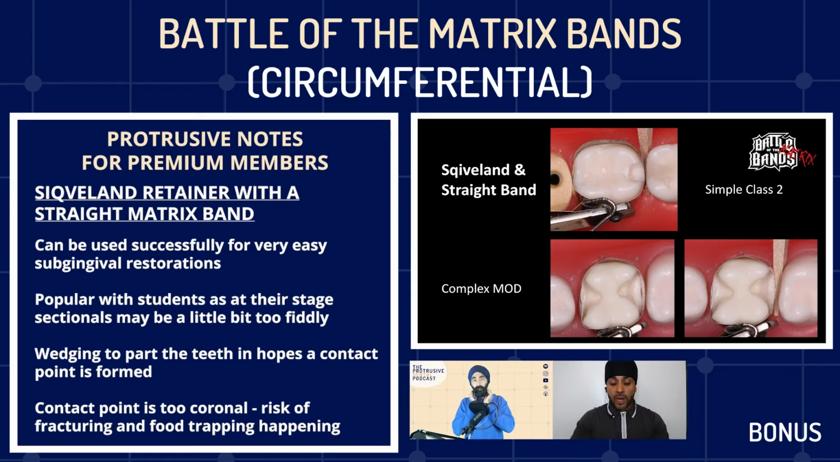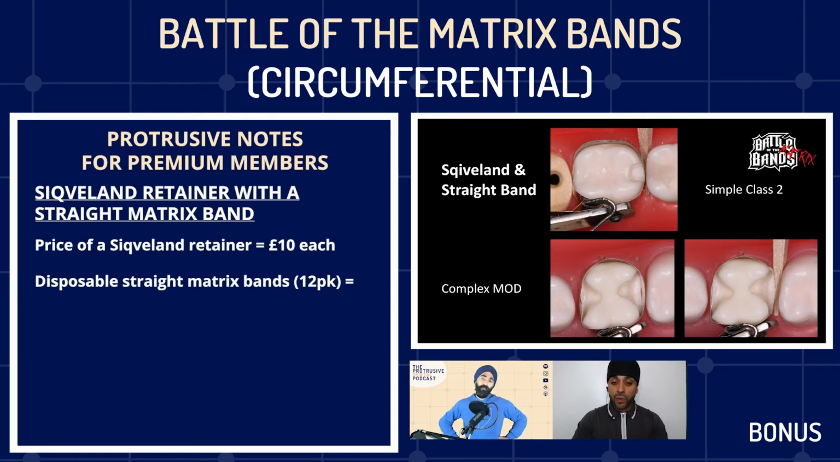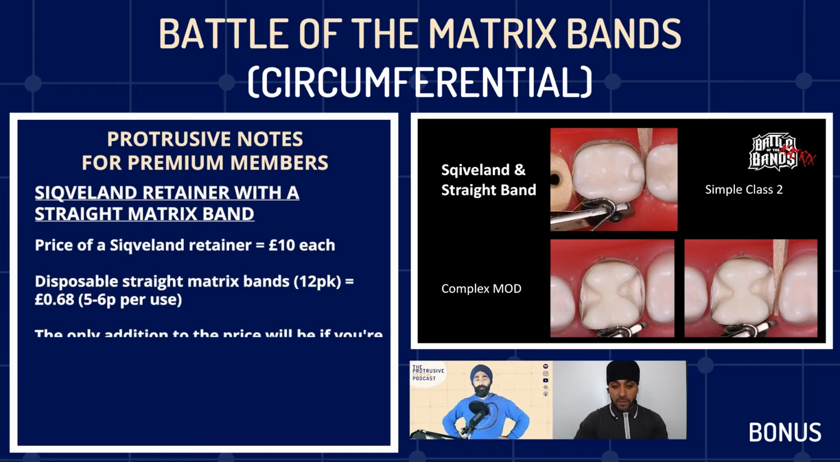Is that cool? Okay. So price-wise, the Siqveland retainers are roughly £10 each. And a pack of 12 disposable matrix bands coming at 68 pence, which works out around 5 to 6p per use. The cost of wooden wedges is insignificant, so I'm not really going to account for those in today's experiment, right? The only addition to the price per use would be if you use some specialist wedges. But from what I've seen, if people are using Siqvelands with straight bands, typically they're just going to be using wooden wedges and not something specialist.